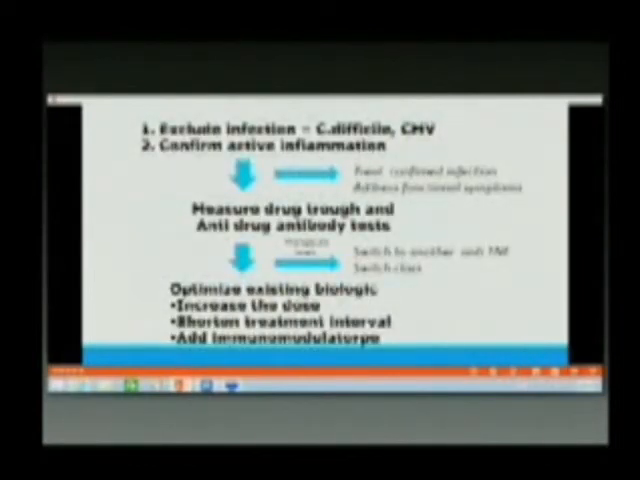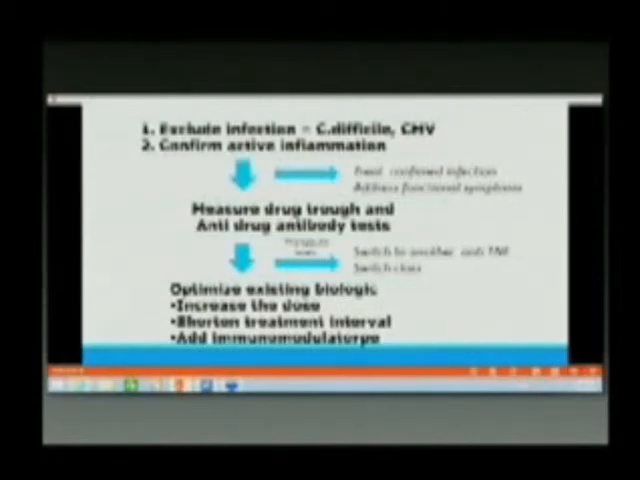First of all, if you have, for example, steroid-resistant colitis or severe colitis, first, you rule out infection. You check that there's no CMV, there's no C. difficile. If you've ruled that out, then you'll have to think that the exacerbation is due to active inflammation. Of course, if there's infection, then you have to treat the confirmed infection. If there's active inflammation, the thing you do is to measure your drug trough levels and your anti-drug antibody test.